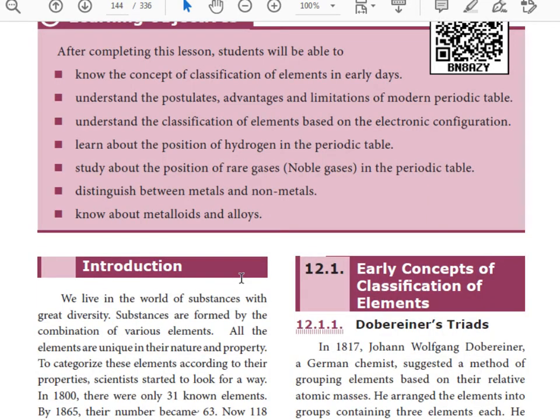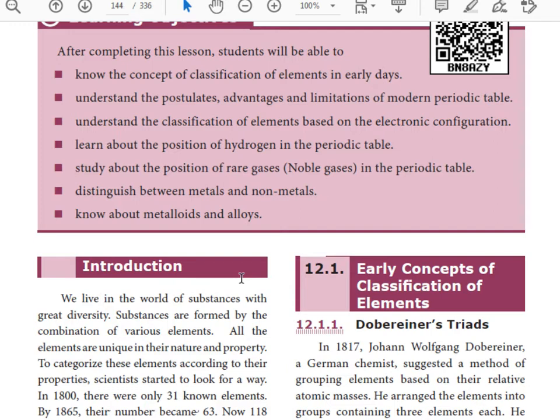The very first introduction: already you know that each and every substance is made up of various types of elements, and these elements are unique in their nature and properties. Each and every element has specific properties. Based on these properties, we can classify the elements. Scientists started to categorize the elements based on this.